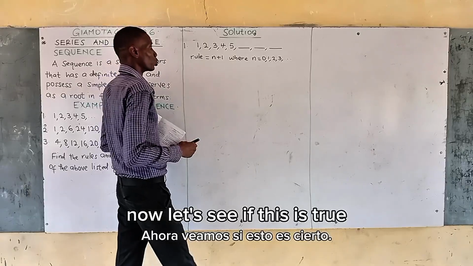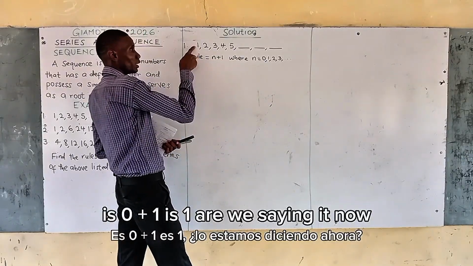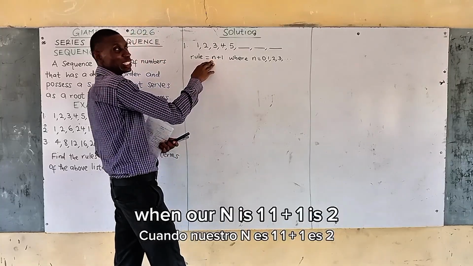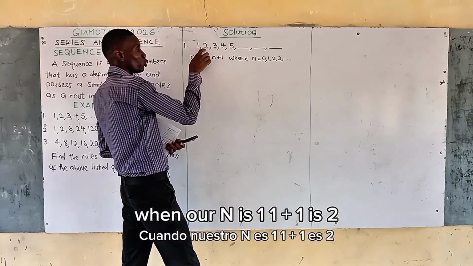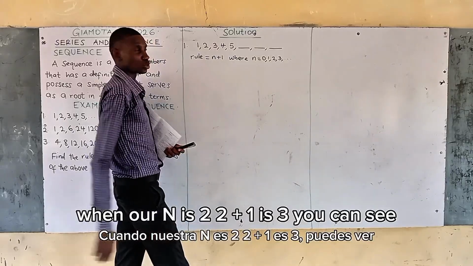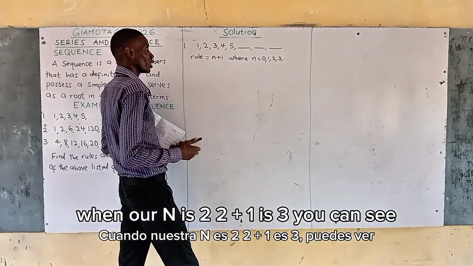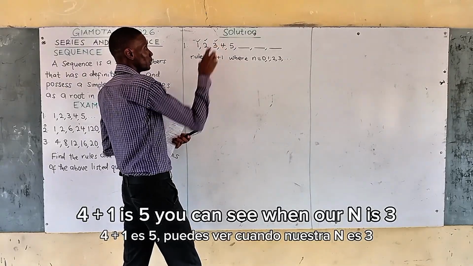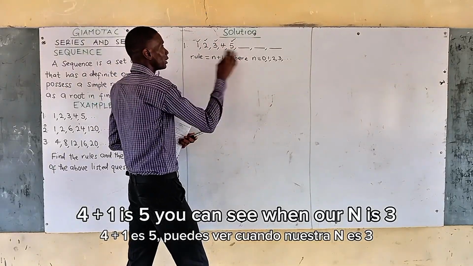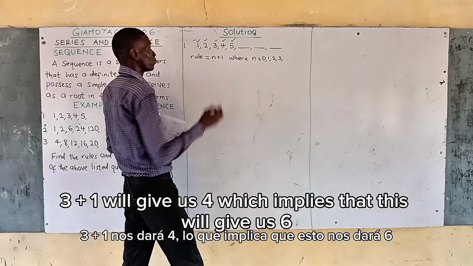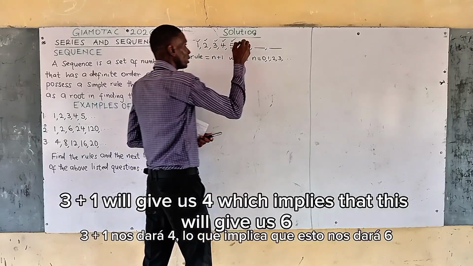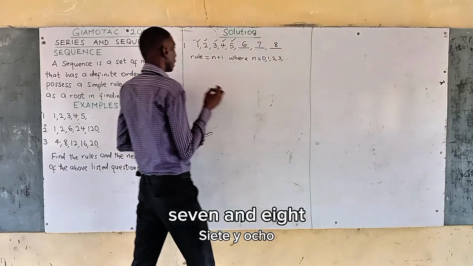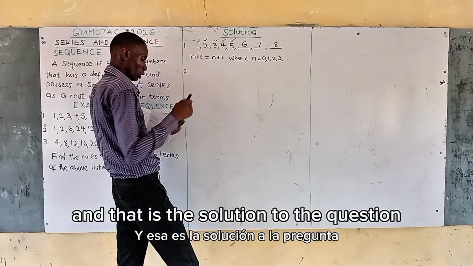Now let's see if this is true. 0 plus 1 is 1. When our n is 1, 1 plus 1 is 2. When our n is 2, 2 plus 1 is 3. When our n is 3, 3 plus 1 will give us 4. When our n is 4, 4 plus 1 is 5. Which implies that the next terms will be 6, 7, and 8. And that is the solution to that question.